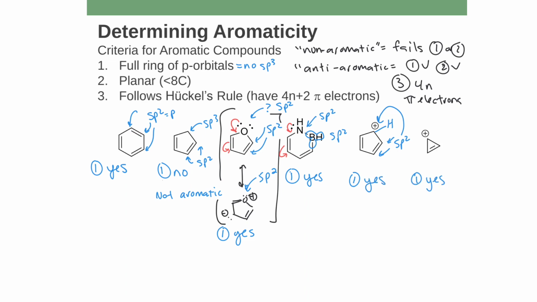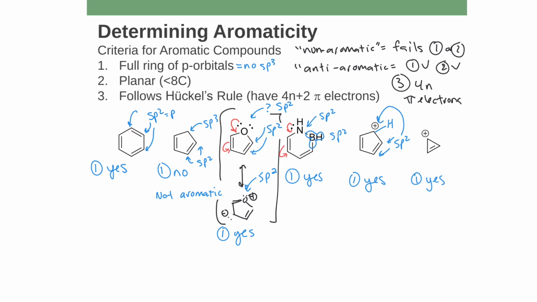So really the only compound up here that we have is the first one. That's the only one that did not have a full ring of p orbitals because it specifically had 1 carbon that was sp3 hybridized. The oxygen and the nitrogen here are actually sp2 because their lone pairs drop down into the pi system. So everything has a full ring of p orbitals except for the second one.